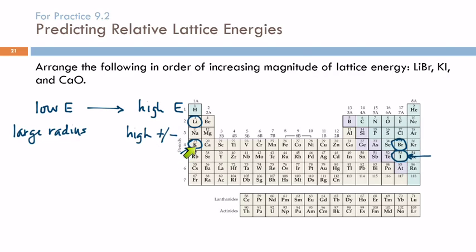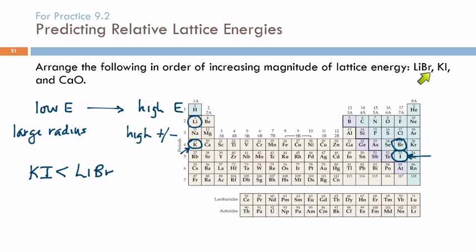So the two largest are the potassium and the iodide, and those are together in this one compound. And so the lithium bromide must have a smaller radius than the potassium iodide. Do you see that? Now, if it was lithium iodide and potassium bromide, then we'd have a problem. It would be harder to predict. So I can say that the potassium iodide is going to have a lower energy than the lithium bromide based on size.